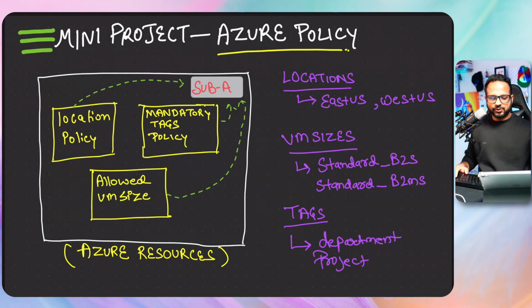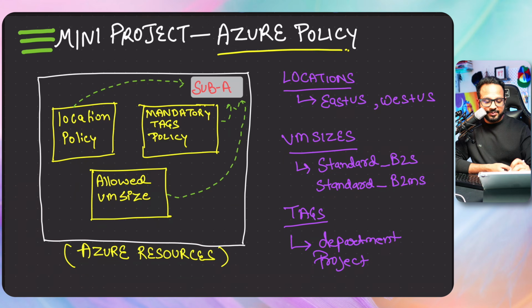Okay, so let's see what we are going to do. Let's see the use case. We have a subscription, let's call it subscription A, or whatever the default subscription that you have, and we'll be creating these three policies. First is a location policy. That means only these are the allowed locations. If a user tries to create any other resource other than these locations, then it won't be permitted.